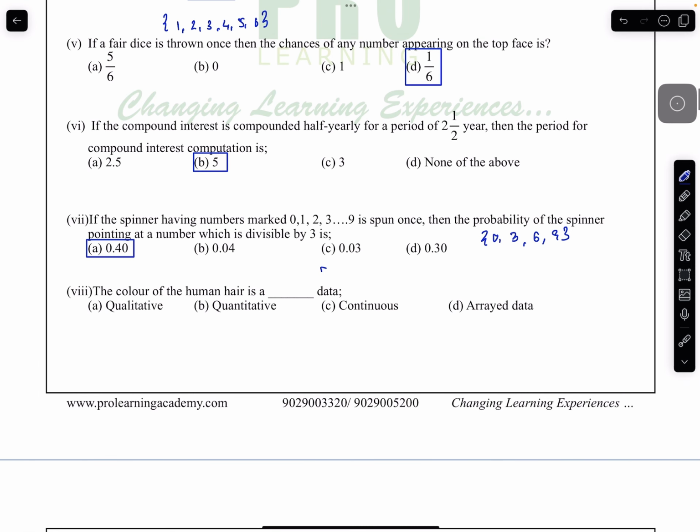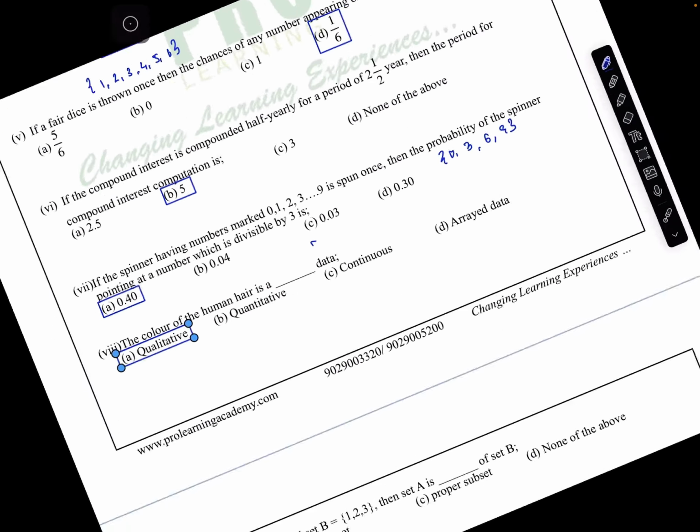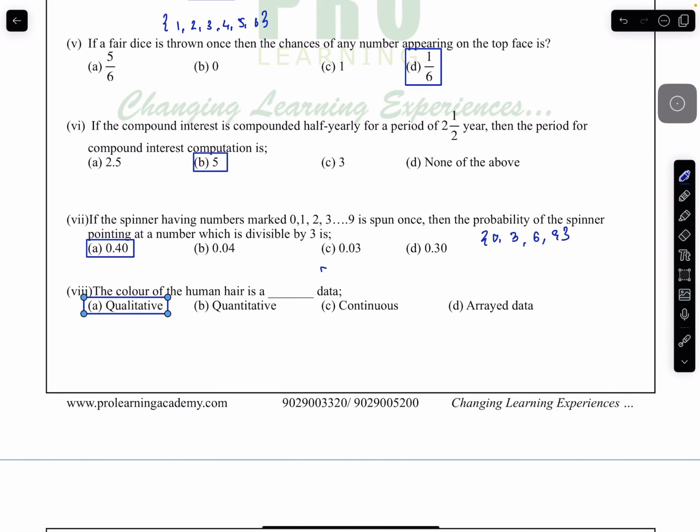The color of human hair is dash data. Here it is qualitative data because it is speaking about some quality. It isn't quantitative. Quantitative is only when you have your answers in numbers. It has to be numbers. For example, if I ask how many students are there in class 8, we will get the answer as 10 students or 5 students. So here there is a number that comes into the picture.